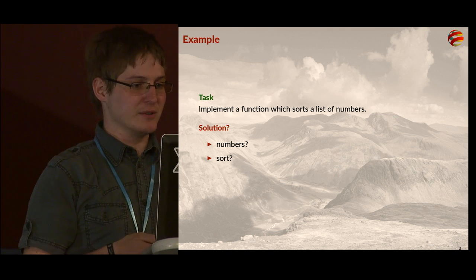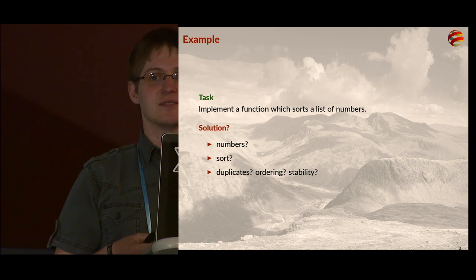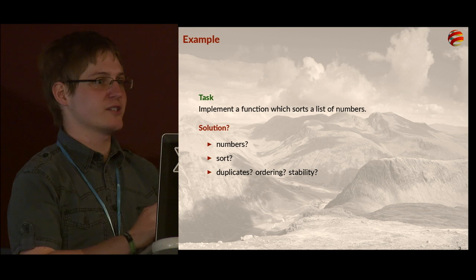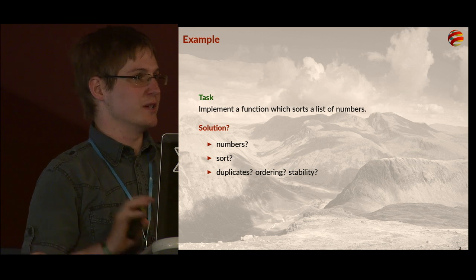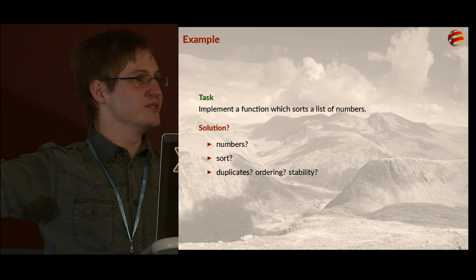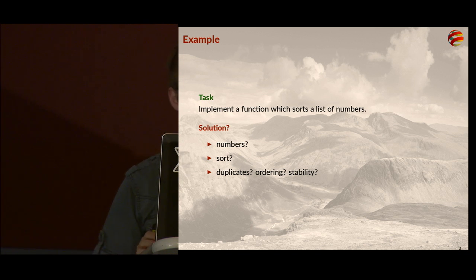Like, how about duplicates? How about ordering? Do we want it to be stable? Something like that, right? So this task is extremely underspecified. We don't actually know what to do. So whenever someone claims, "I have finished that task," you know this person's lying, because this person couldn't even have known what to do. Right, so this is where specifications come into play.